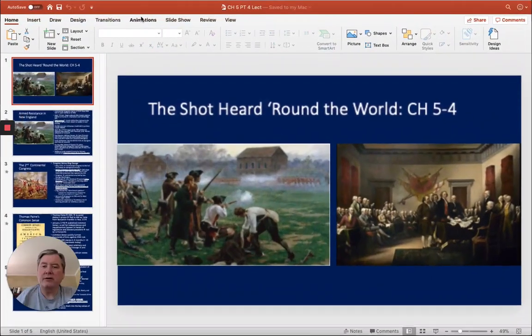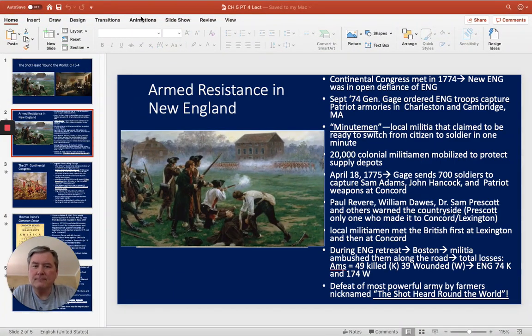And go to independence and the shot heard around the world. Okay, so General Gage in September of 1774 is going to send troops out of Boston to capture an armory that's got a bunch of Patriot weapons. And remember, the Patriots were known as Minutemen, local militia that were ready to turn into citizen soldiers at a minute's notice. And in April 1775, General Gage is going to send soldiers out to capture Sam Adams, John Hancock, and these Patriot weapons at Concord.